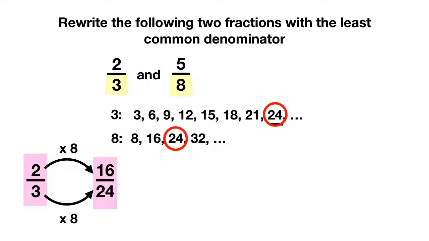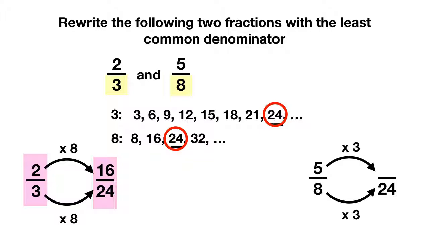We do the same thing with 5/8. To turn it into a fraction out of 24, we have to change the 8. Well, we multiply it by 1, 2, 3. Therefore, we also have to multiply the 5 times 3. 5 times 3 gives us 15. So 5/8 is the same as 15/24.